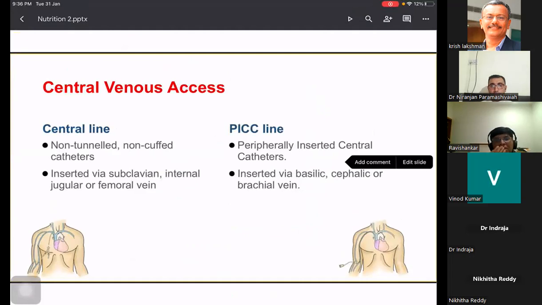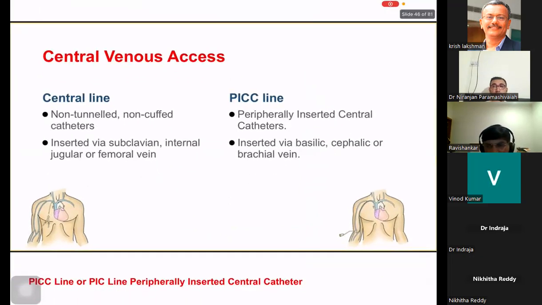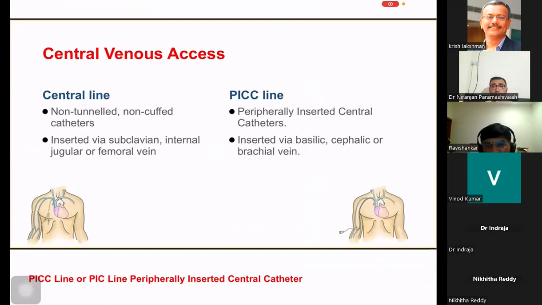Central venous access. These central lines are non-tunneled and non-cuffed catheters inserted via subclavian, internal jugular, or femoral veins. And PICC lines are peripherally inserted central catheters. These are inserted via basilic, cephalic, or brachial veins, which are large veins in the peripheries.